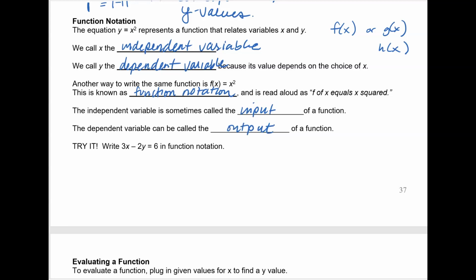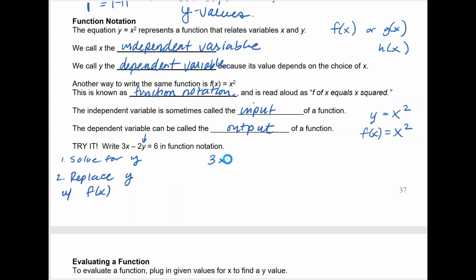So let's do an example. Let's write this equation in function notation. This one is a little bit longer than the one above. So in the one above, we had y equals x squared, and all we did was replace that y with an f of x, and we were done. We got the function notation. Well, we could do the same thing here, but really we want the f of x by itself on one side. And notice that the y is not alone. It's got that 3x with it too. So what we're going to do is solve for y. And then we're going to replace y with f of x.